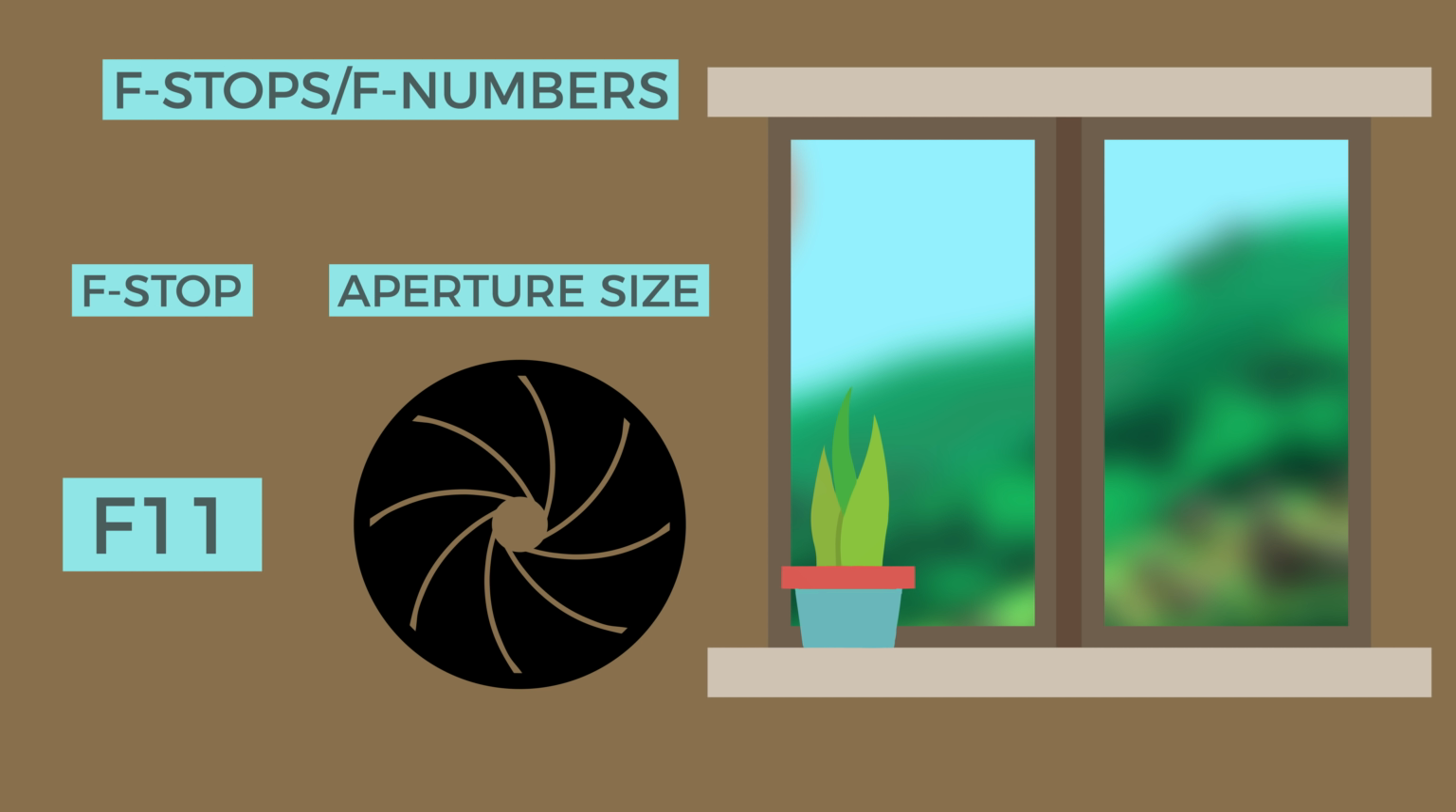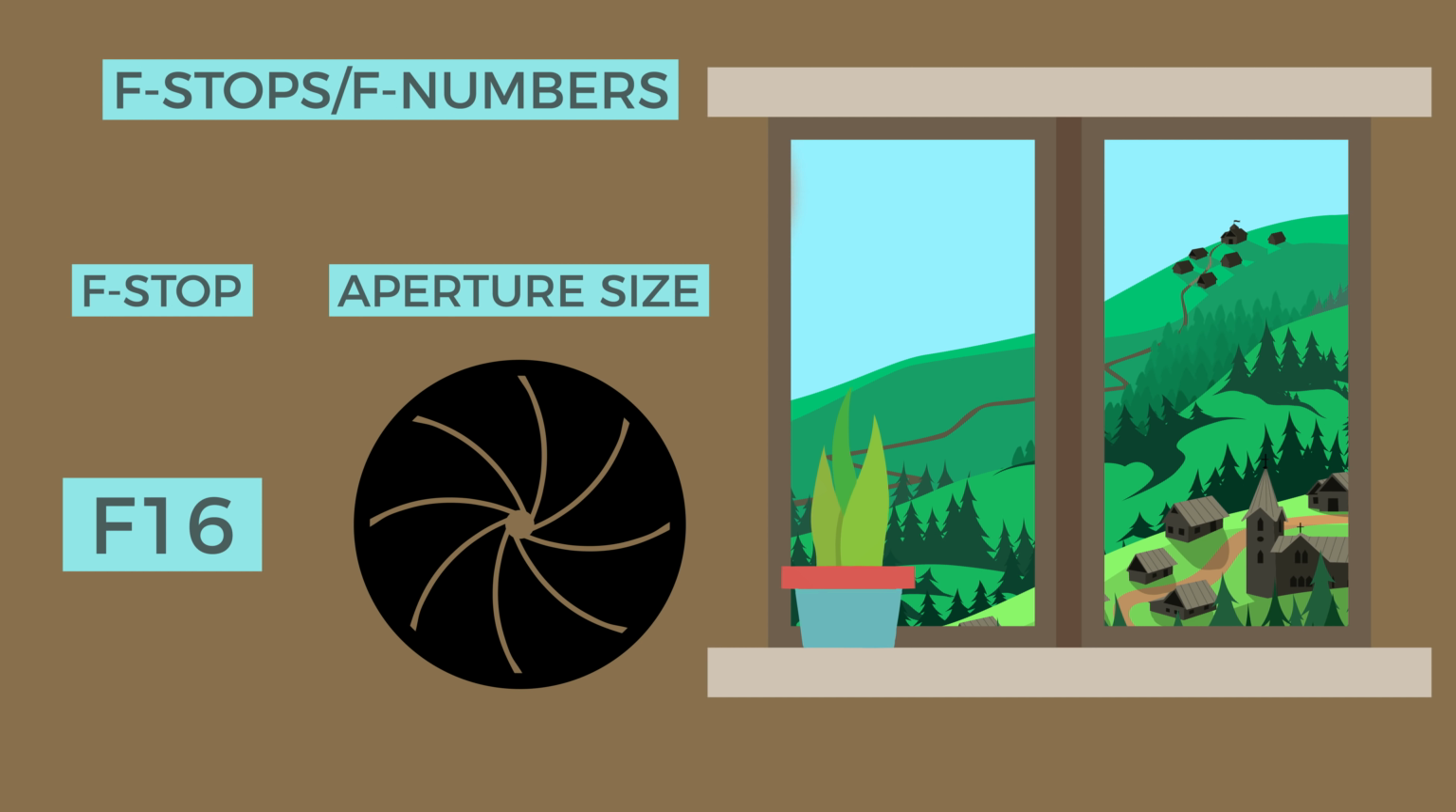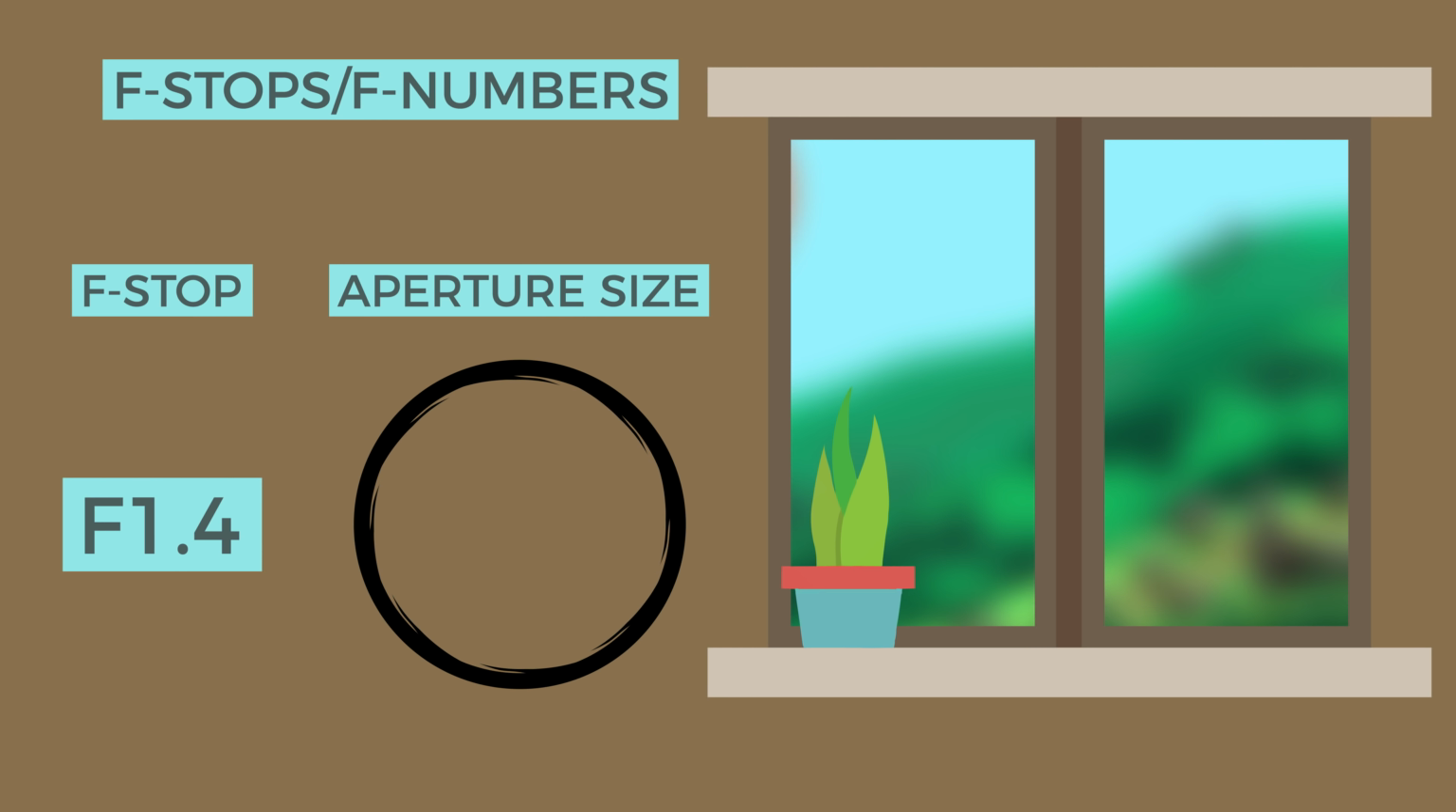Aside from controlling the amount of light passing through the lens and into the camera, the aperture has a direct impact on the depth of field, the area of the image that appears sharp. A large f-number such as f16 will bring all foreground and background objects into focus, while a small f-number such as f1.4 will isolate either the foreground or background objects and make everything else blurry.